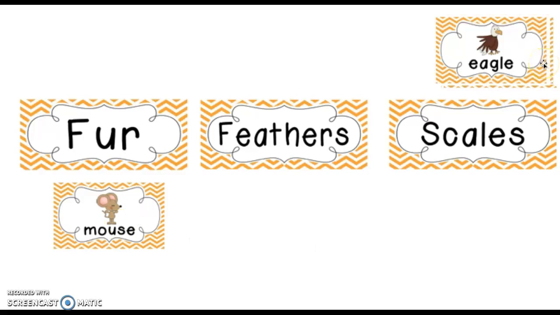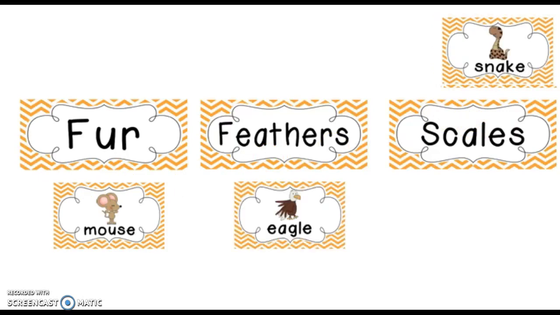The next card is an eagle. Does an eagle have fur, feathers, or scales? An eagle has feathers. So I'm going to put an eagle right under the feathers.